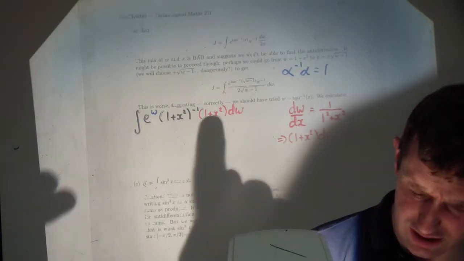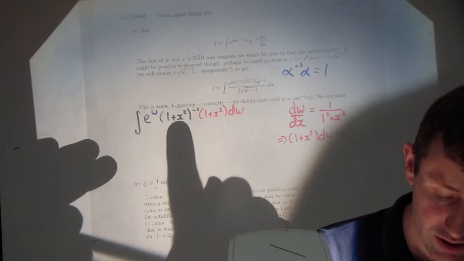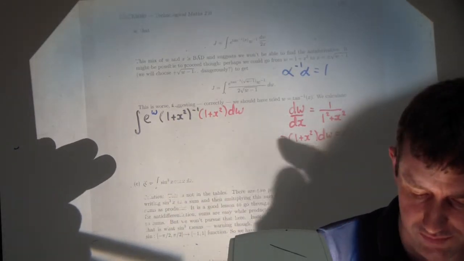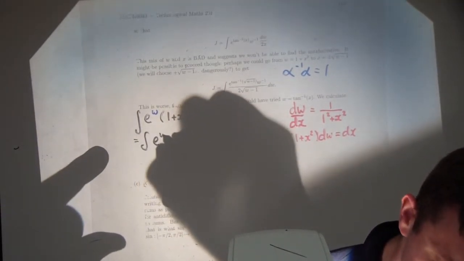The way I would say it is I got 1 plus x squared, and the negative power means divided by 1 plus x squared, which is 1. So they're gone. And that means that I don't have a mixture of w and x, and I know that it's worked.